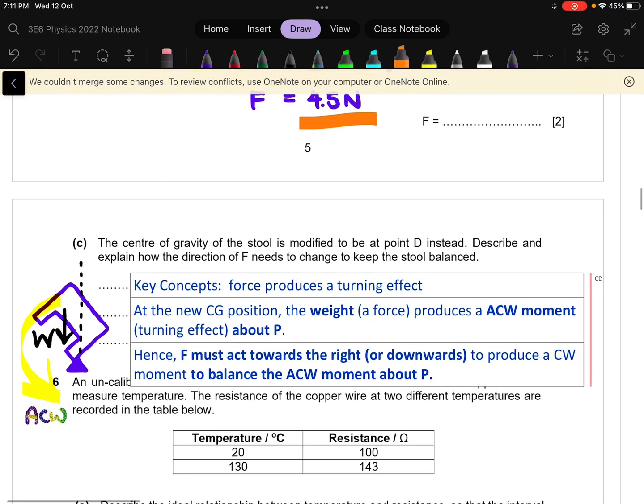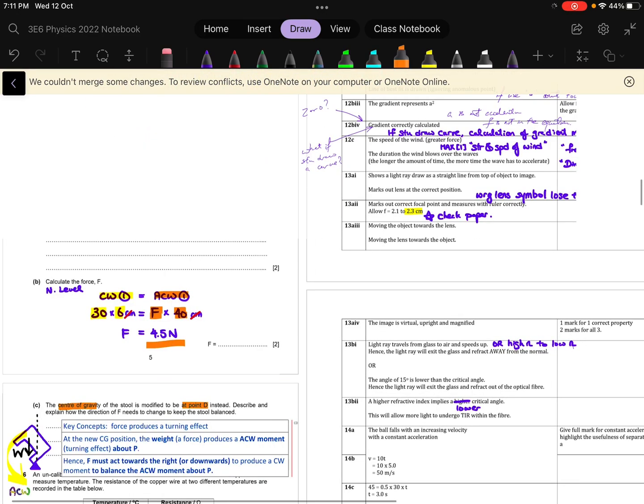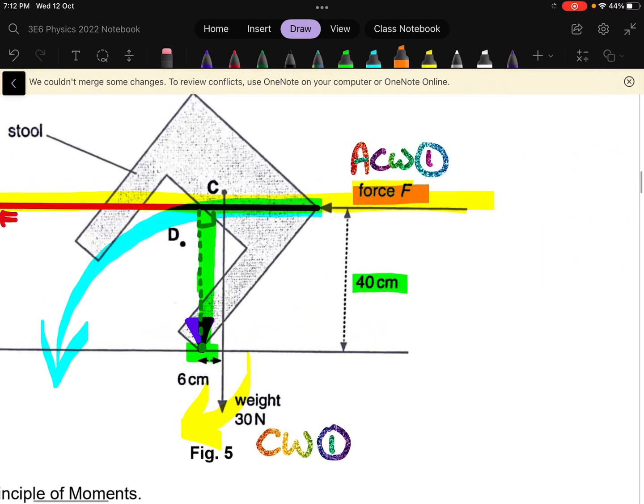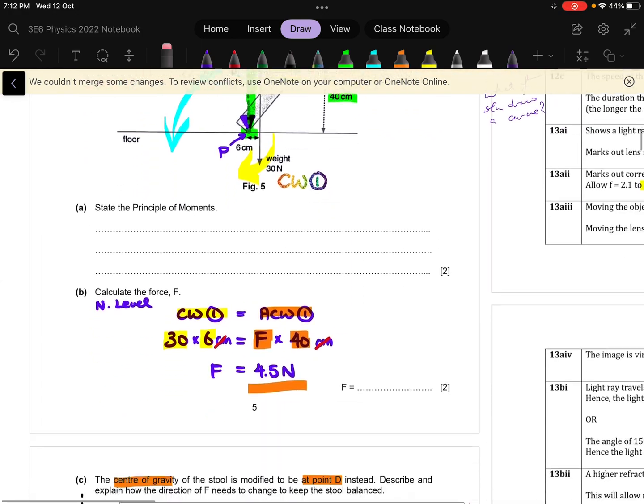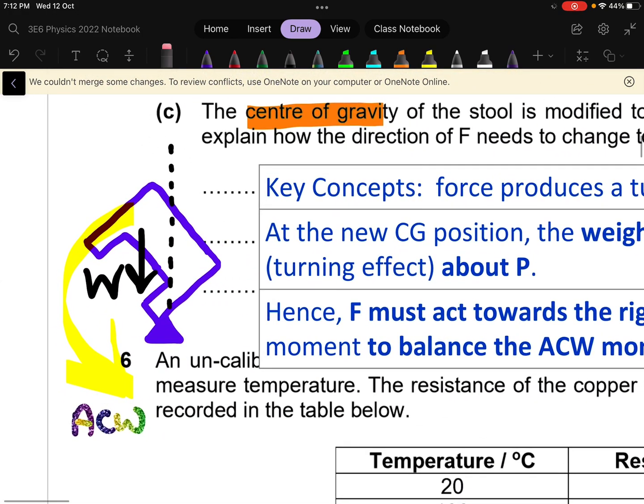Okay, for part C, it is a slightly harder question. So the question says that the center of gravity of the stool has been shifted to D. So if you shift the center of gravity to D, you can see that the weight over here is actually on the left side of this particular pivot. So I'm going to draw this diagram over here for ease of reference.